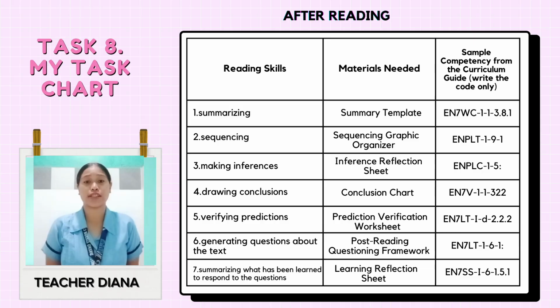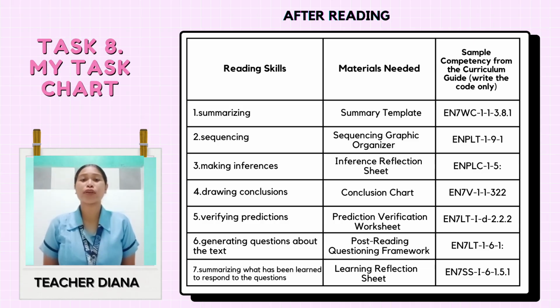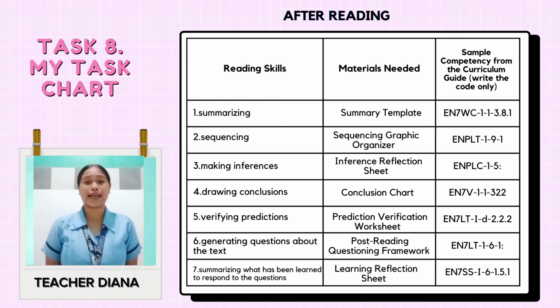So now let's proceed to number 4, reading skill: drawing conclusions. The materials needed: conclusion chart. The sample competency from the curriculum guide: EN7B-13-22. Drawing conclusions is a critical thinking skill that synthesizes information from the text. A conclusion chart helps students organize their thoughts and articulate their final insights, reinforcing their learning. This curriculum code emphasizes the importance of integrating knowledge to form coherent understanding.